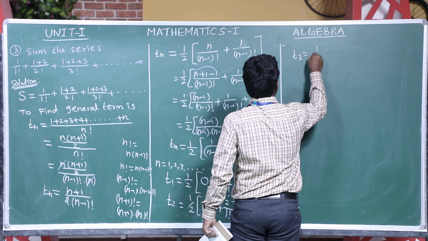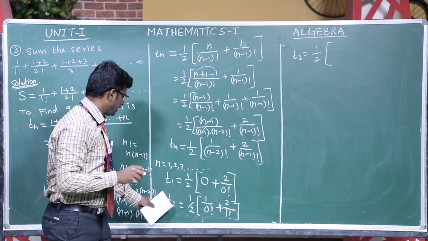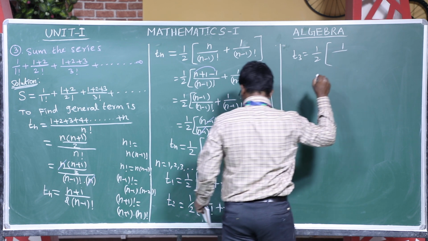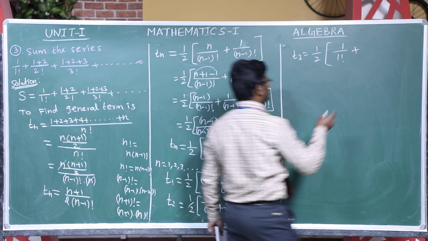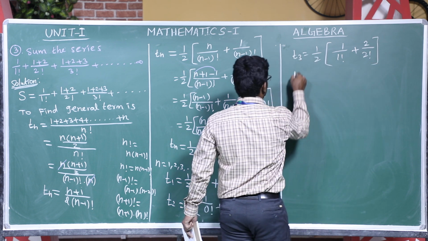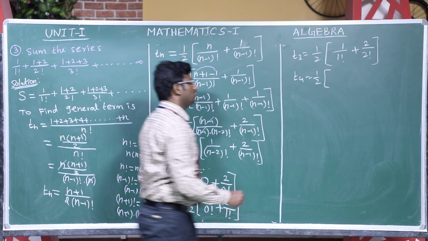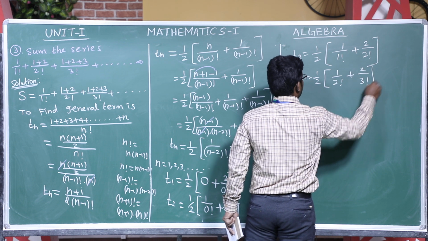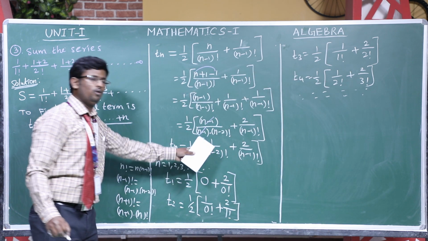T3 is equals to 1 by 2 into, put n is equals to 3, means 3 minus 2, 1!, that is 1 by 1! plus 2 by (3-1)!, 3 minus 1 is 2!, that is 2 by 2!. Then T4 is equals to 1 by 2 into 4 minus 2, that is 2!, that is 1 by 2! plus 2 by 3! up to etc, it's going on. This is n is equals to 1, 2, 3, 4 up to etc.